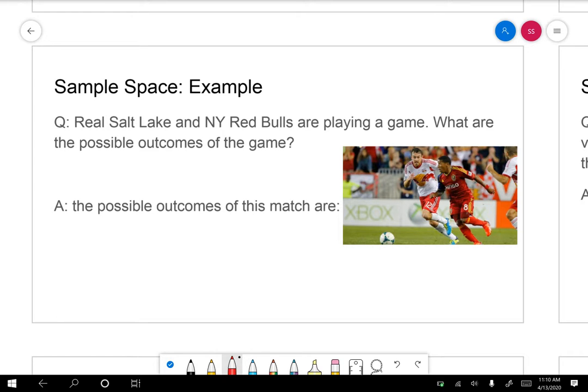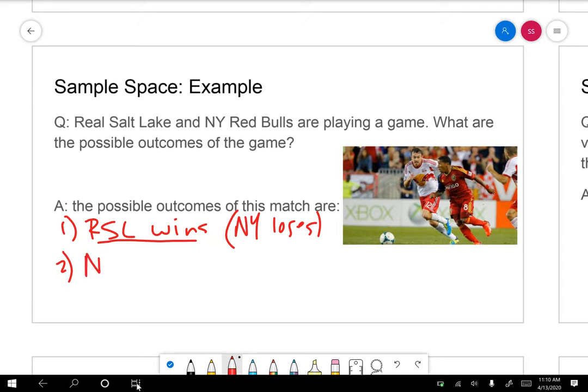Essentially, there's three different outcomes, right? The first one, we could say that RSL wins. In this case, New York loses. Really we only need to put this part, but I'm just making it clear what's going on. The second outcome would be New York wins, right? Which means that RSL, Real Salt Lake, loses. The last outcome would be a tie between RSL and New York.